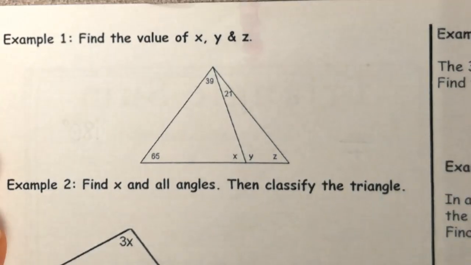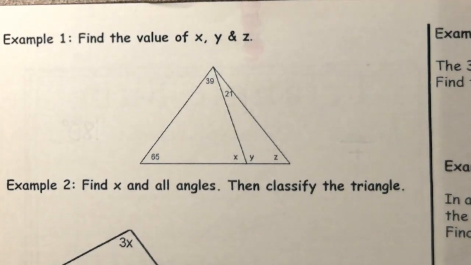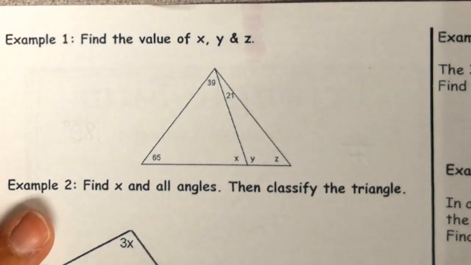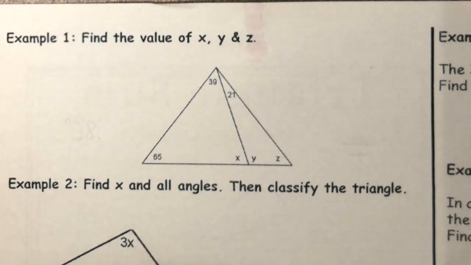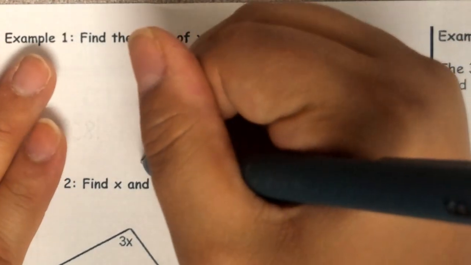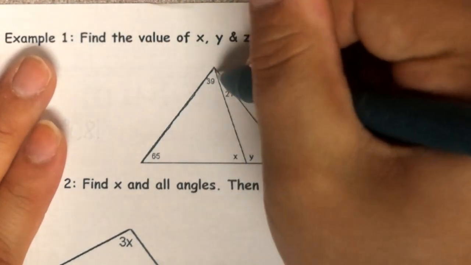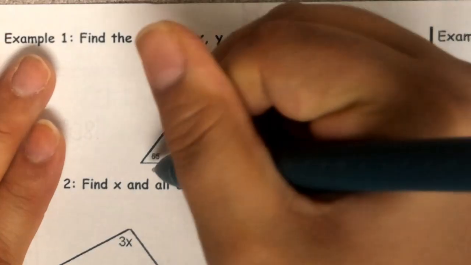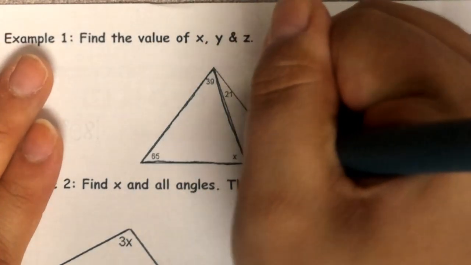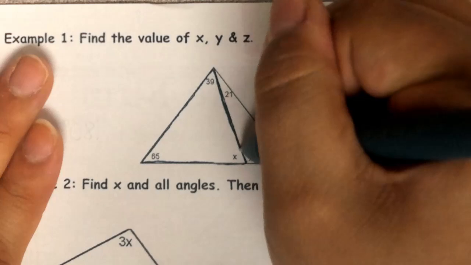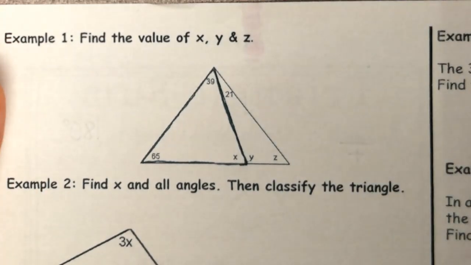So this question says, find the value of x, y, and z. Example 1. Open up your notes to example 1, please. And what do we see? Do y'all see a triangle on the left side? Yes. To find x, if I have two angles, how do I find the other angle?